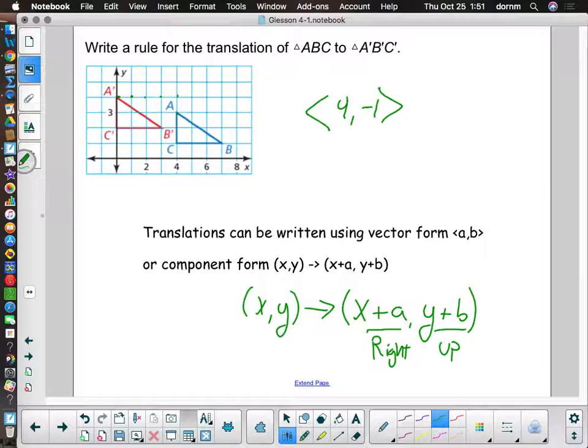Okay? So this would be the same thing as vector AB. It's a different way of writing it instead of vector AB. So the same translation here would be written as x, y goes to x plus 4, y minus 1. Some people like this second form, the component form, better because it's a little more descriptive as to what's going on.